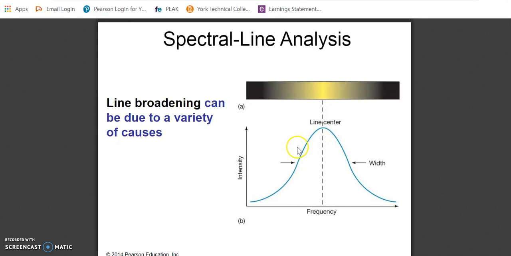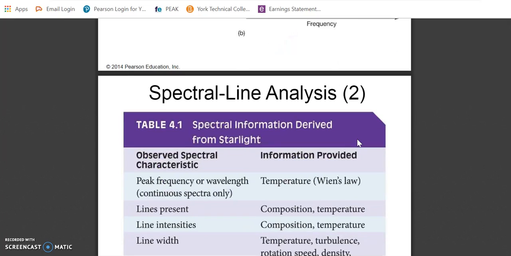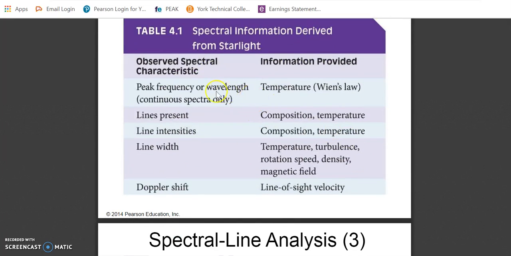Okay, so I was just about done, just to finish the last few slides here. There are numerous reasons why the spectral lines can broaden, and we're going to look at those right now. I'll just go over this real quick.